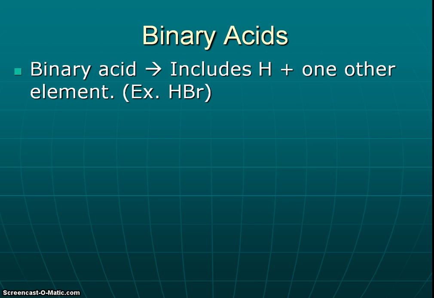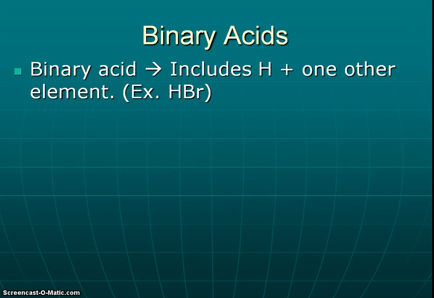So binary means you only have two elements, and one of them has to be hydrogen, which means you'll just have one other element next to the hydrogen. You may have subscripts, so like if you had a 2 or 3 or something on the H or the Br, that's okay, it's still binary, as long as you just have hydrogen and one other element.